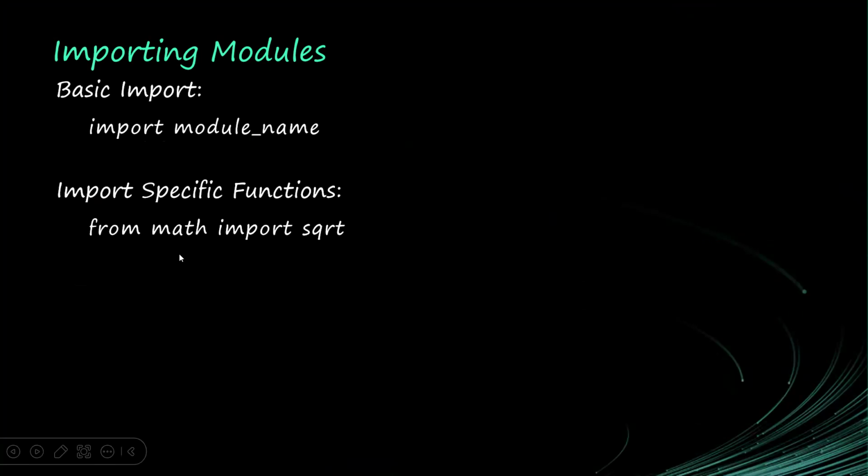So here we are importing the square root method. So we can make use of it directly. There is no need to say math.sqrt. It's only square root, okay?